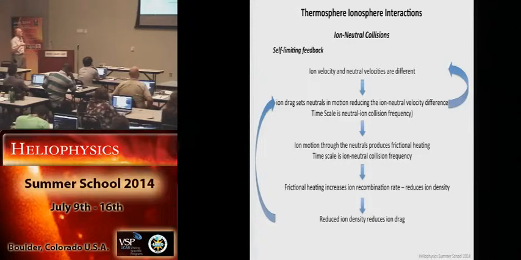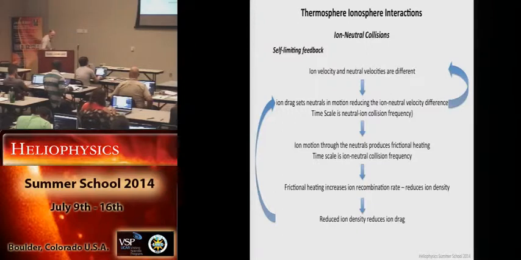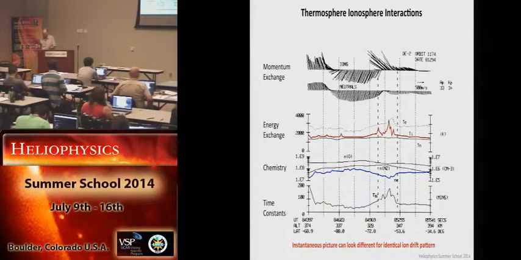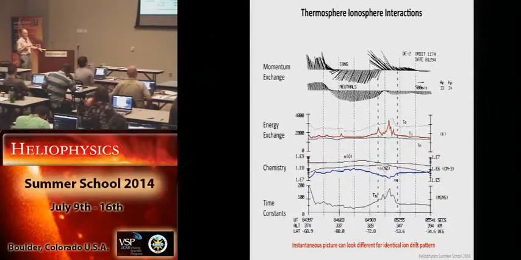And so this is a self-limiting feedback in the ion-neutral coupling, which is very gratifying, because you don't want to have a situation where the bulk dynamics in a fluid is unstable. This tells you that the bulk dynamics is always stable. I'll leave you with this plot here. This is a very nice plot that shows the signatures of all these energy and momentum exchanges.